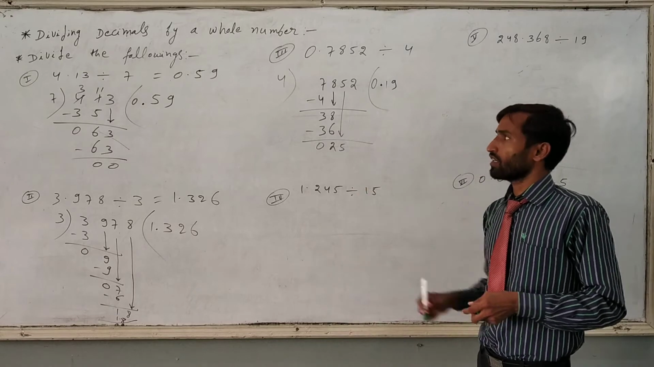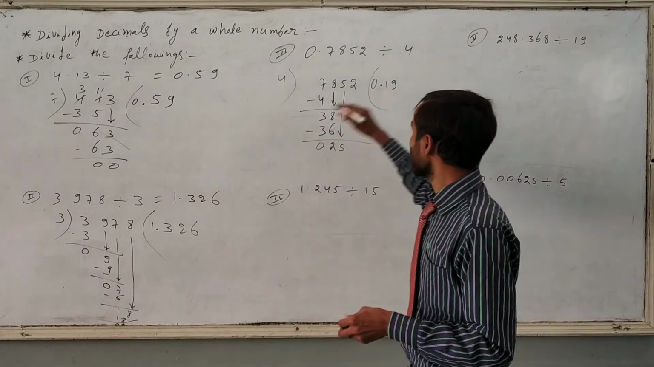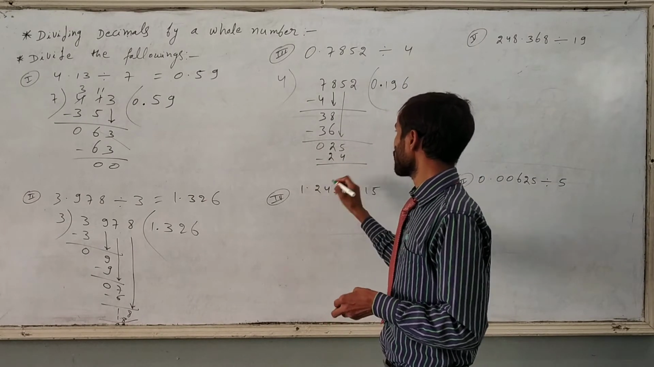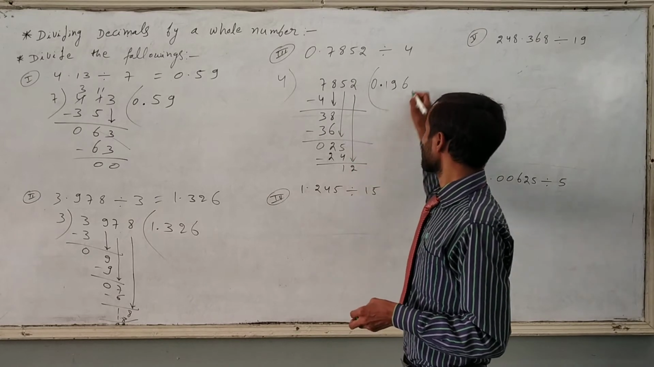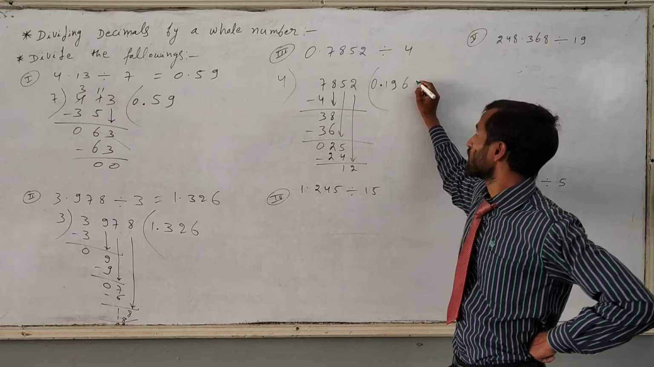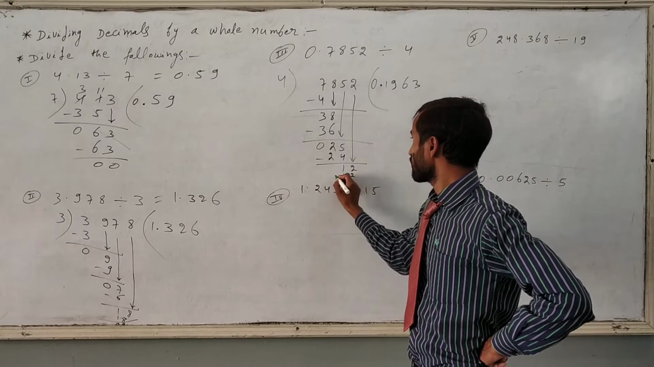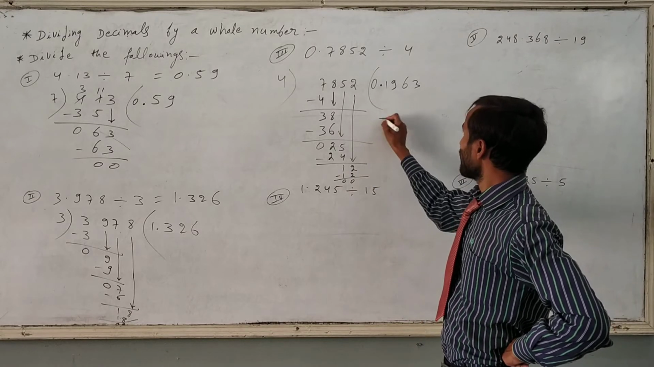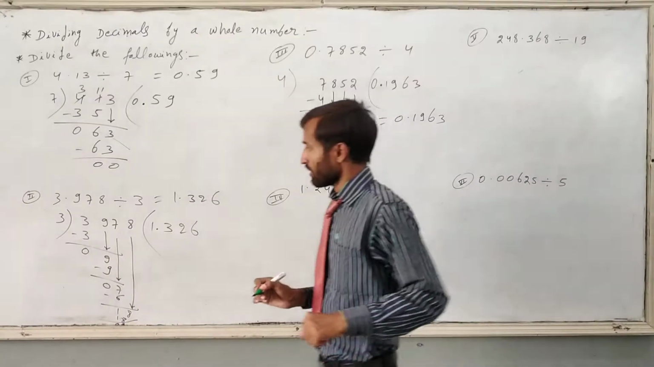Again it is divided by 4. 4 sixes are 24. Then we subtract 25 minus 24, 1 will come. Then write down the next digit 2. Then 4 threes are 12. So 12 minus 12, and the remainder will be 0. So the quotient is 0.1963. This is the final answer.